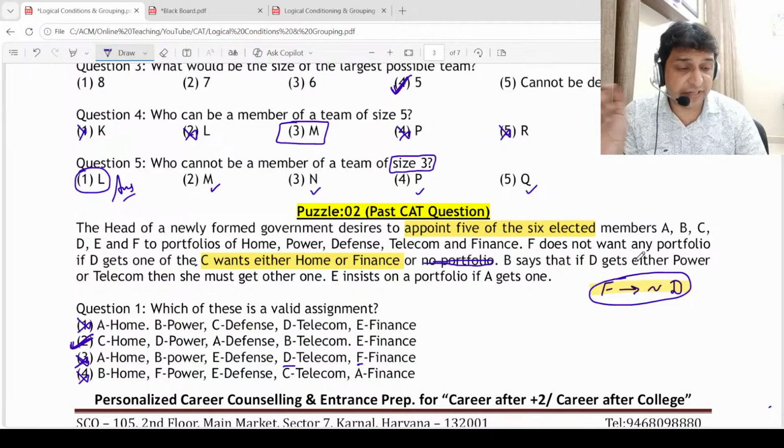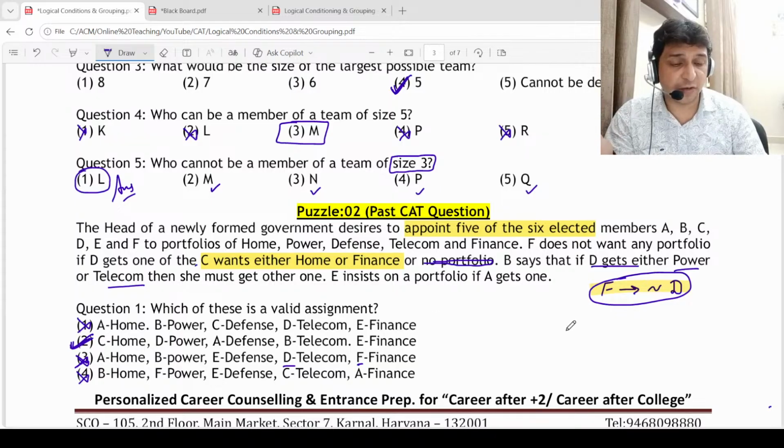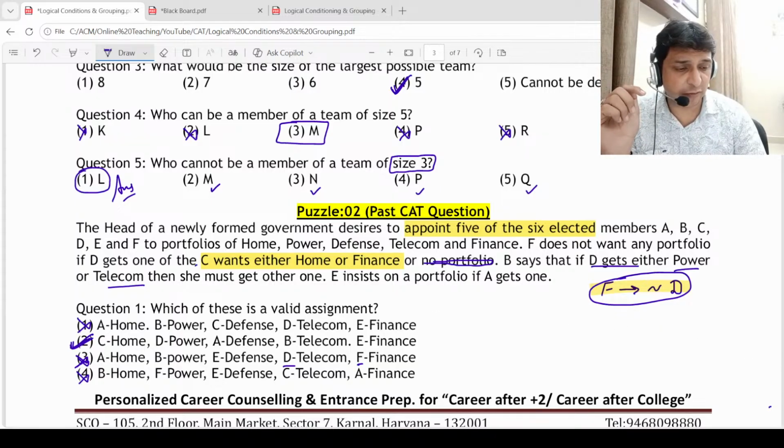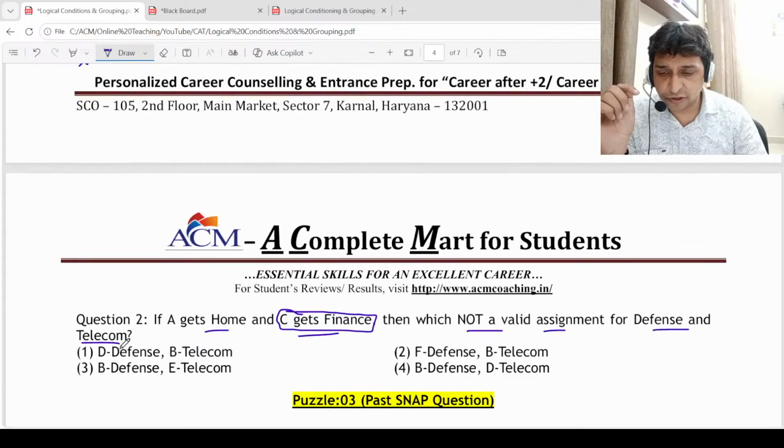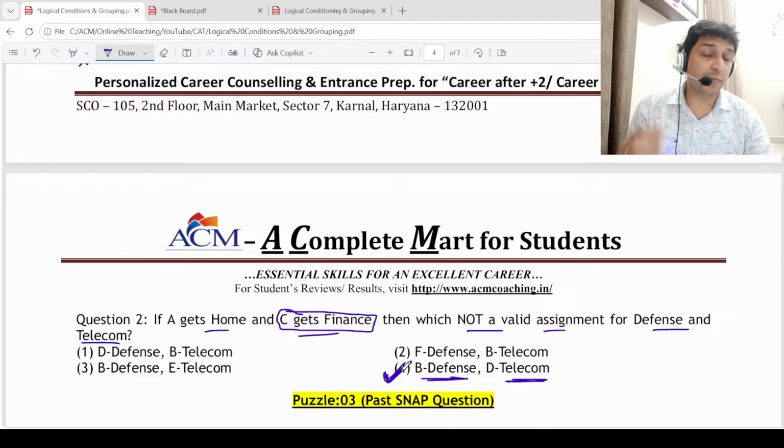Now B says if D gets either power or telecom, then she must get the other one. So let's see if D has got power or telecom in any option. D got defense, D got telecom. That means B should get power in this case. But B is getting defense. That means this is not valid. That is not possible. So both the questions are done.